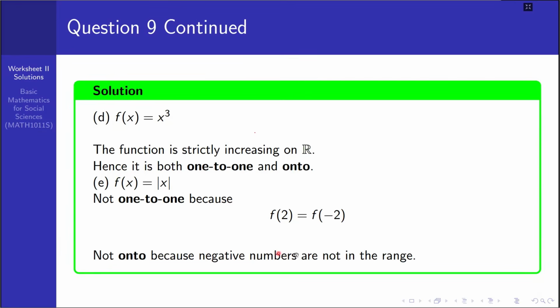It is not onto because negative numbers are not in the range of the given function, or negative numbers cannot be an image for any element within the set of real numbers, or simply within the domain of the given function.